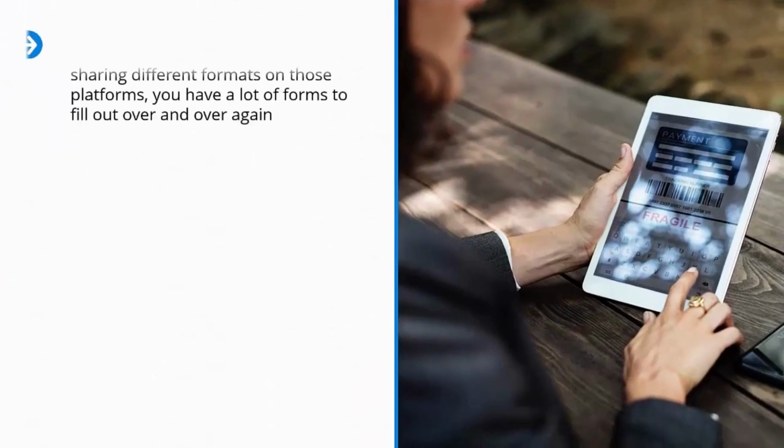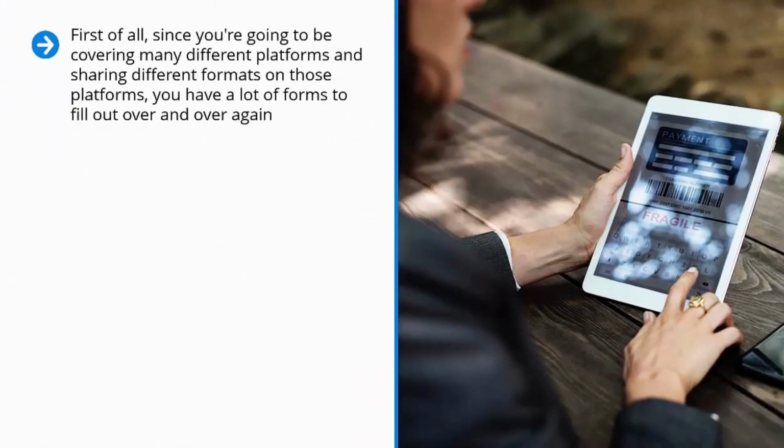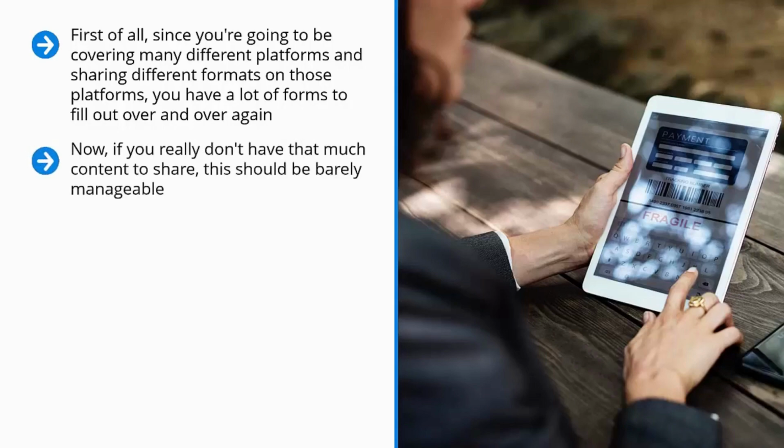First of all, since you're going to be covering many different platforms and sharing different formats on those platforms, you have a lot of forms to fill out over and over again. Sure, you may have created an account, one for each of those platforms, but submitting to those places requires you to fill in forms. Posting on Facebook involves form filling. Now, if you really don't have that much content to share, this should be barely manageable.